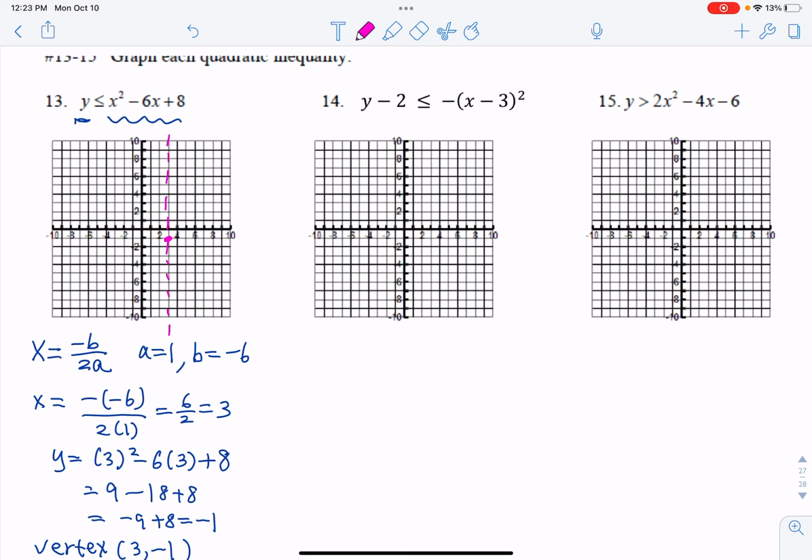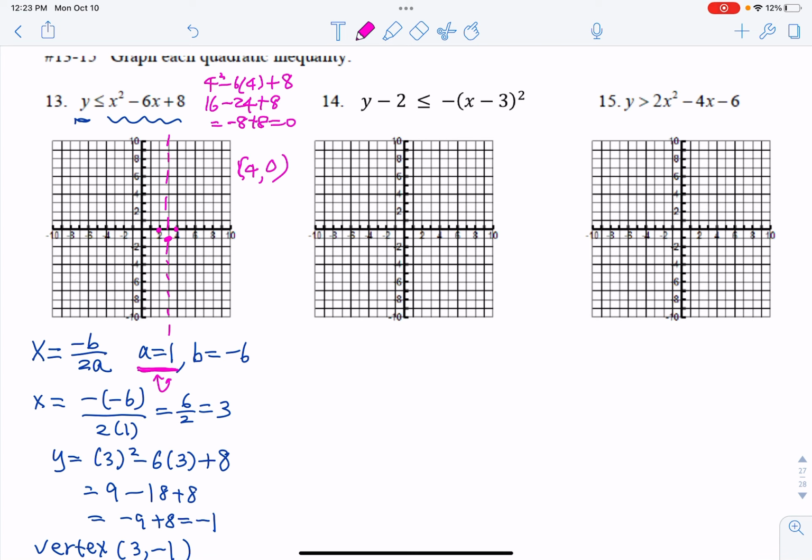And then negative 1 will be right here. And then let's plug it in. Since I know that a value is 1, that means it opens upward. When you plug in 1 to the right side, which is 4, you will get 4 squared minus 6 times 4 plus 8, which is 16 minus 24 plus 8. You will get negative 8 plus 8, which is 0. So 4, 0 here. And then the reflecting point will be 2, 0.